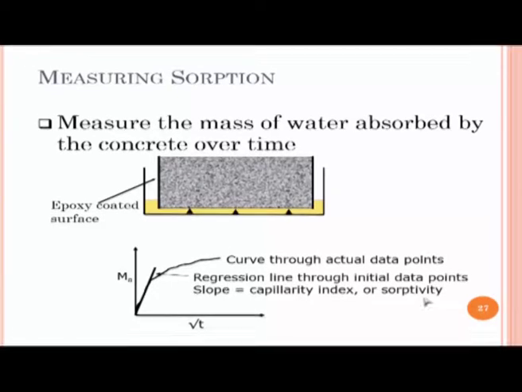But then a similar test method here, you are putting a concrete sample inside a tub of water. The water is now coming in by capillary sorption, and you can actually measure the rate at which that capillary sorption is happening by plotting the mass absorbed over the square root of the time that is taken, and initially the data points will give you a straight line. The slope of that line is called sorptivity.